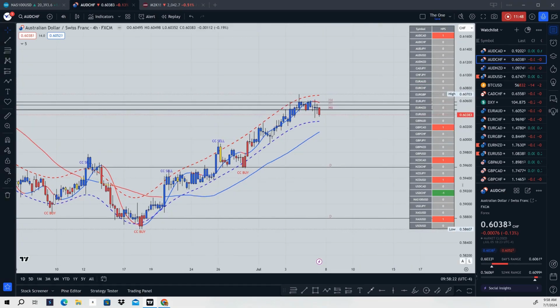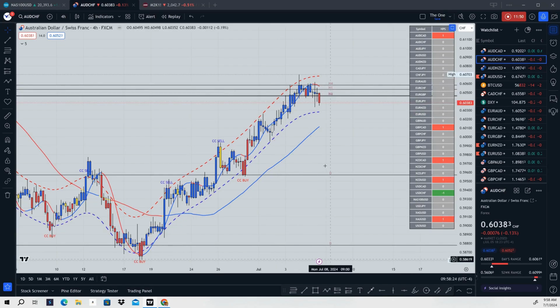Okay, that's all it is. Just a pullback for price to go higher. So price is pulling back, and then eventually we're going to go in the direction of the higher time frame. Okay. So we're going to sell to buy on AUD CHF.